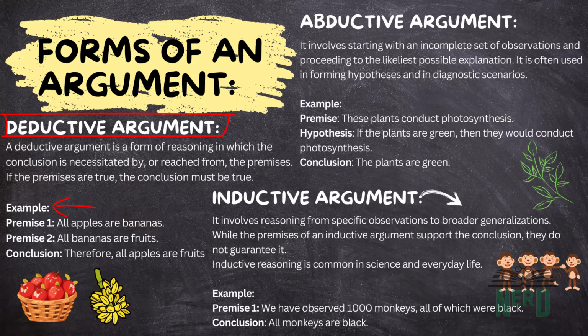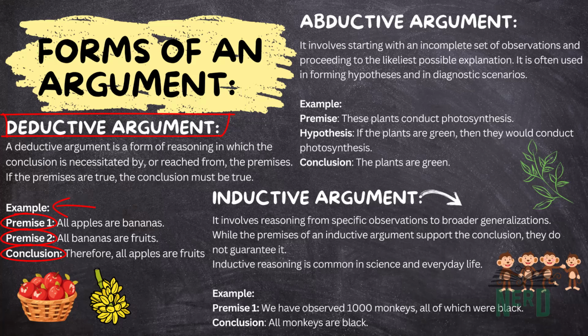Example: Premise 1, all apples are bananas. Premise 2, all bananas are fruits. Conclusion, therefore, all apples are fruits. In this example, the logical structure guarantees the truth of the conclusion if the premises are true, demonstrating the characteristic certainty of deductive reasoning. Imagine you're putting together a simple puzzle with pieces that fit only in specific ways.